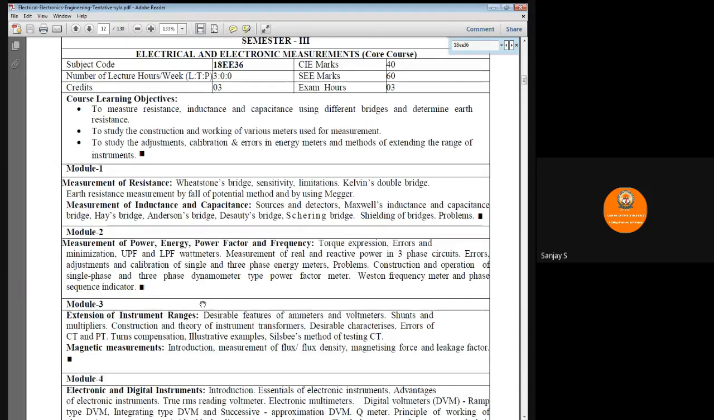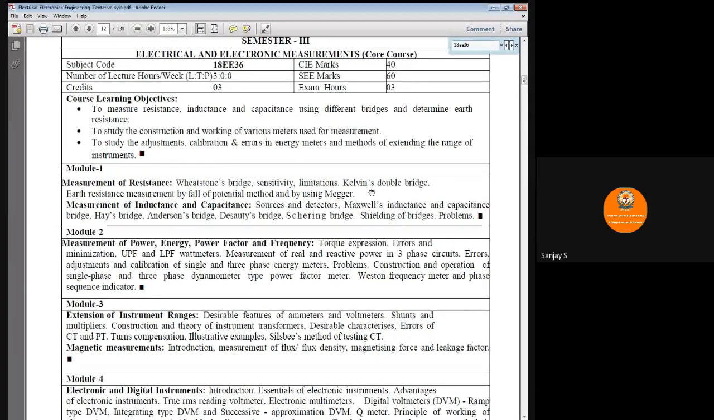I'm starting with module number 1. So I'm just showing you the syllabus part of it. Here you can see measurement of resistance, measurement of inductance and capacitance. So in measurement of resistance, we have Wheatstone's bridge, where we can measure the resistance of medium range. We'll be studying about sensitivity of Wheatstone bridge, limitations of Wheatstone bridge.